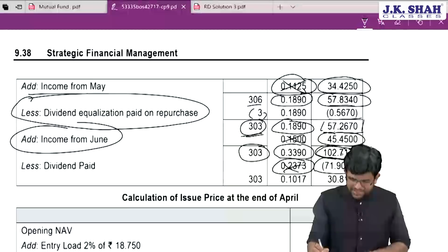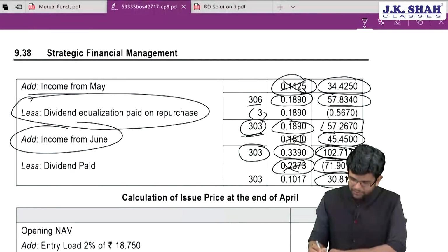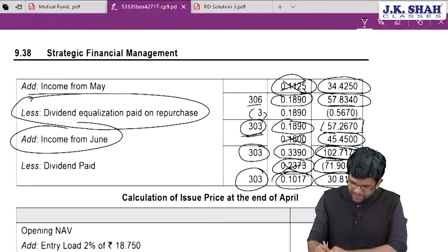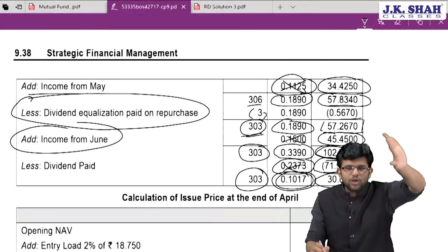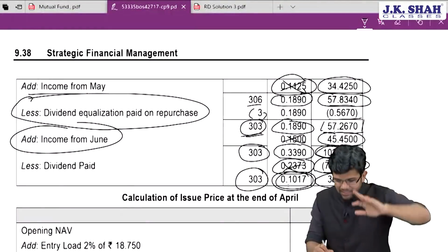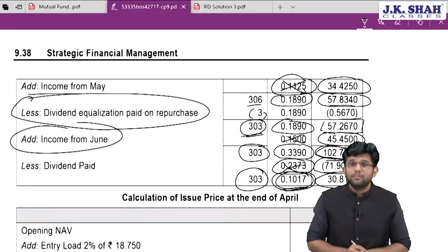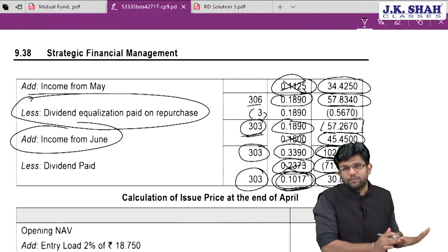But the point is, at the end of June now, the balance income 102 point something minus 71 point something, the balance accumulated income will be 30.8151 divided by 303 existing units. The dividend equalization rate for anything further happening after June in July, which is not forming part of our question, just saying the equalization rate will be 0.1017 rupees per unit. Everybody followed this dividend equalization process.